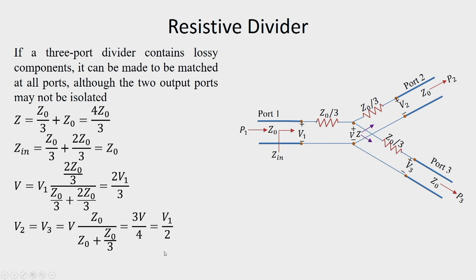And we see that because of symmetry, V 2 is equal to V 3. Now, we can find V 2 and V 3. If voltage here is V, then V 2 will be V into Z naught divided by Z naught plus Z naught by 3, and this comes out to be 3 V by 4. And if you substitute V, it becomes V 1 by 2. So, at both port 2 and port 3, we essentially have half V 1, the voltage at the port 1.